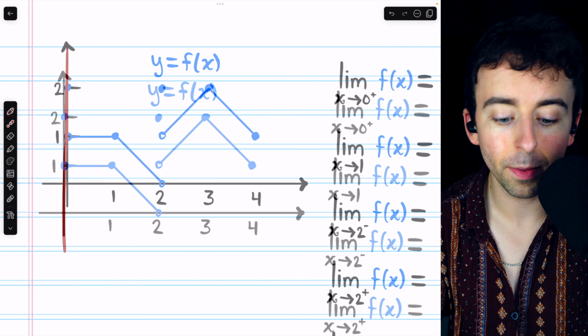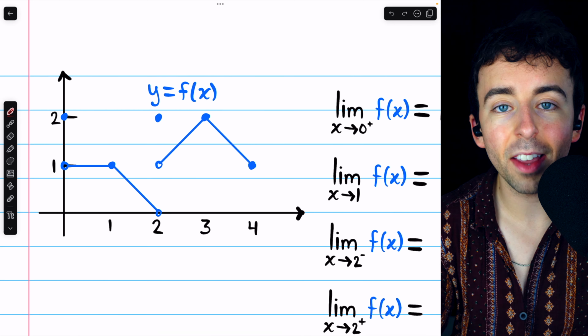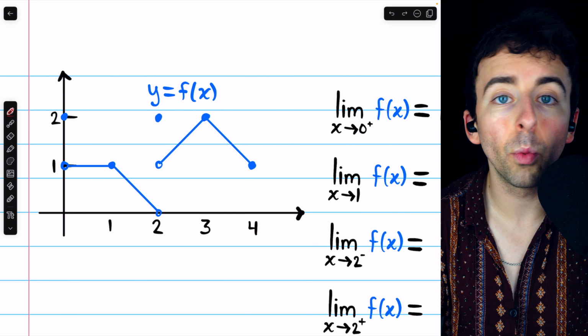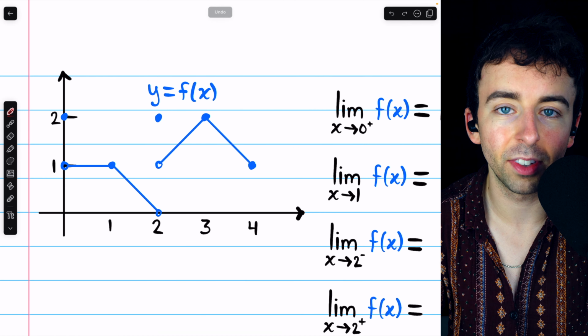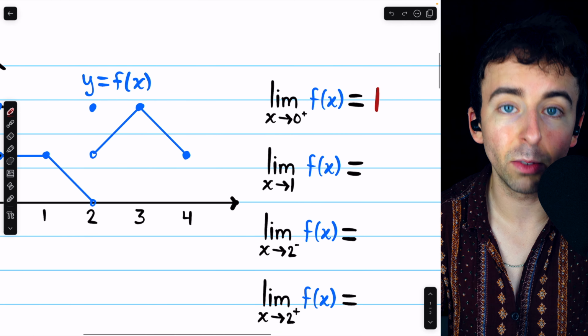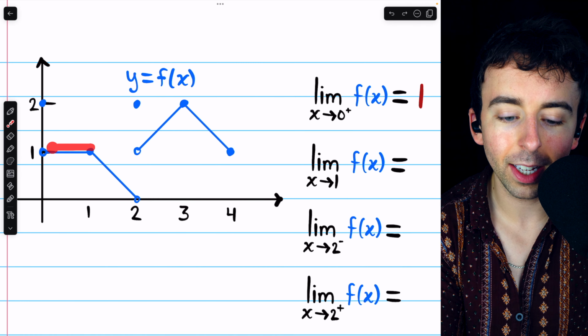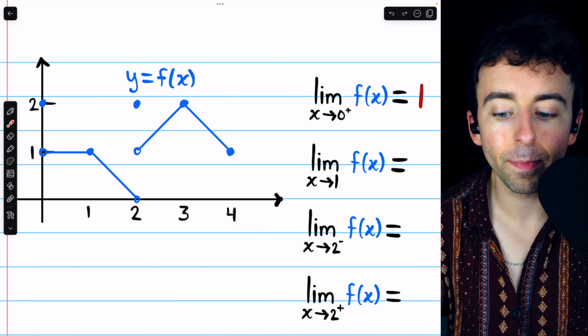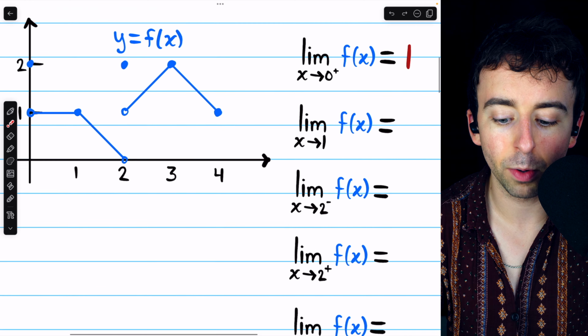is approaching 1. You may notice that there's an open circle there, so in fact the function doesn't take on a value of 1 when x equals 0, it actually takes on a value of 2 when x equals 0, but that does not change the limit. The limit is indeed equal to positive 1, because that's the value the function is approaching as x approaches 0 from the right. Secondly, we're asked to evaluate the limit of the function as x approaches 1.